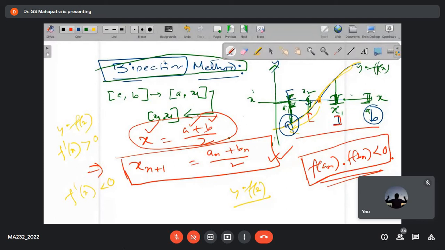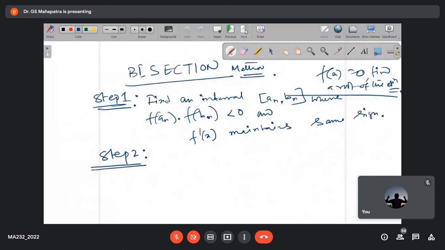Now next, what is the next step? Now step 2, write small n, the number of interval. Okay, what is this one? Now, number of interval or iteration.